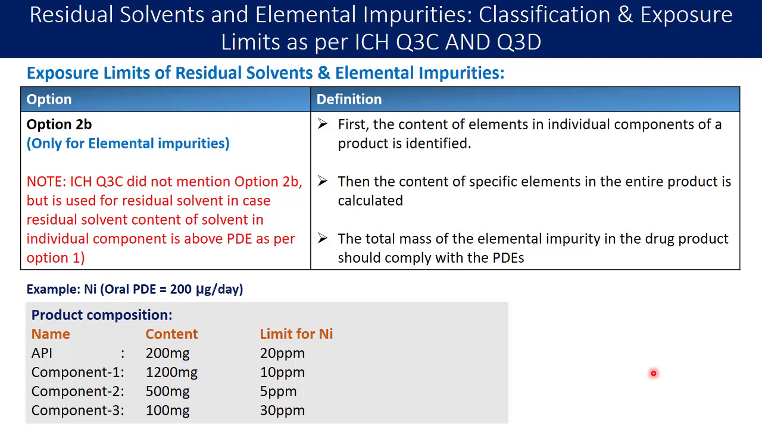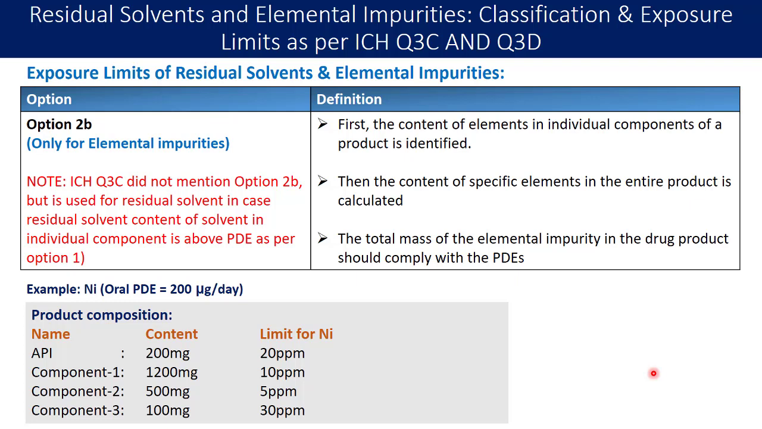So will you be able to calculate the content of nickel in API, or will you be able to calculate the content of nickel in 200 milligram API, where the limit for the API for nickel is 20 ppm? Means 1 gram of API will have how much microgram of nickel with the 20 ppm limit? 20 microgram, yes or no? So we got the first equation that 1 gram API has 20 microgram nickel.